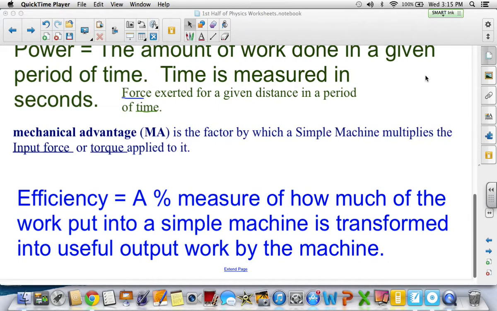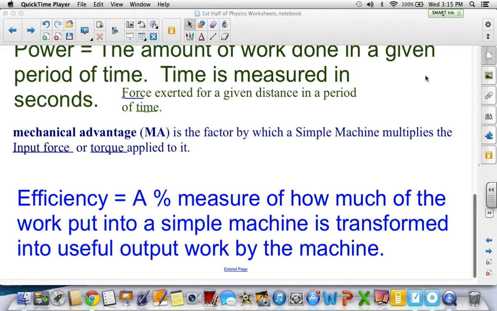We're looking at efficiency today, the efficiency of a simple machine. Now, we learned yesterday about the mechanical advantage and what that number means to us. And today we're going to be looking at the efficiency. And really what it's telling us is how efficient the machine is at transferring input energy, or stuff that you're doing into the machine, to creating output energy or the work to be done. And it's a percent measure of how much of the work put into a simple machine is transformed into useful output work by the machine.